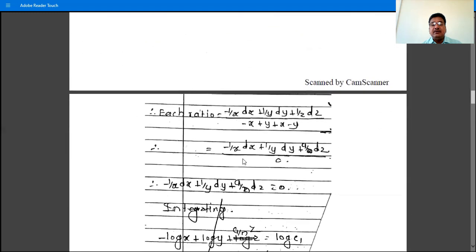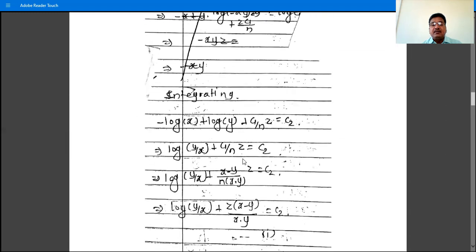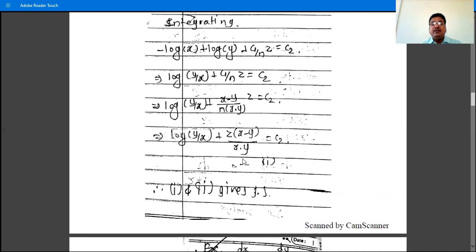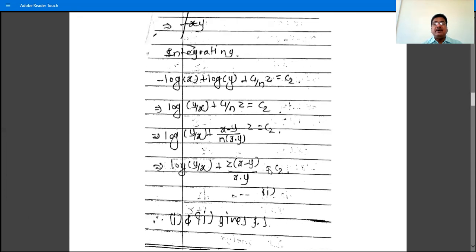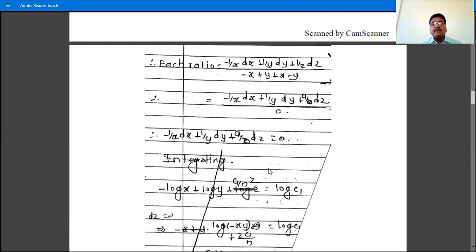So substitute that value, and what do we have? Log y by x plus z, x minus y divided by x into y is equal to c2, and this is the second solution. Therefore, the first together with the second gives the general solution of the given differential equation.